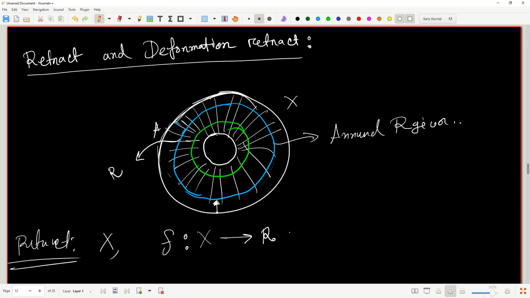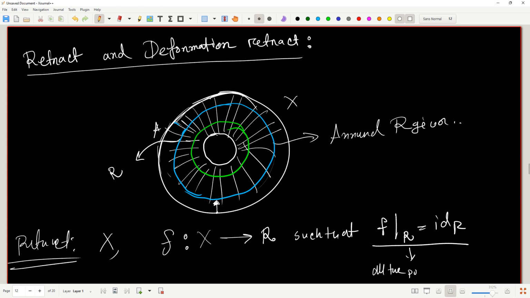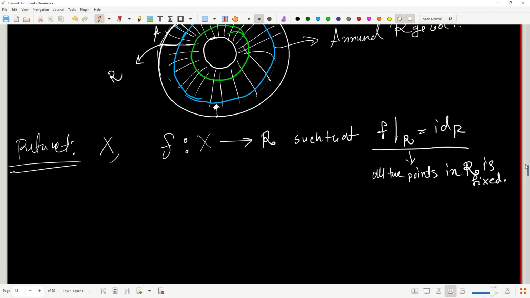such that F restricted to R is equal to the identity of R, this actually means that all the points in R are fixed. That's what it means. So if I have a map like this, then this map is called a retract. And this is called a retract.